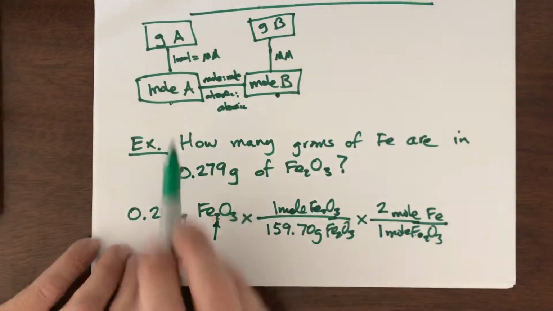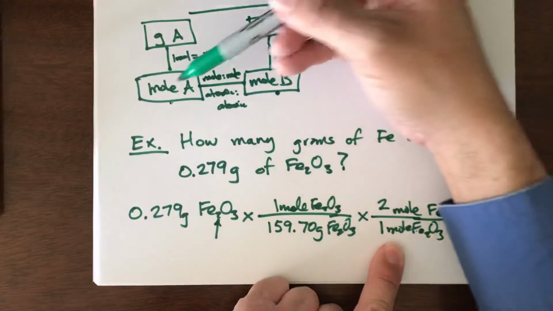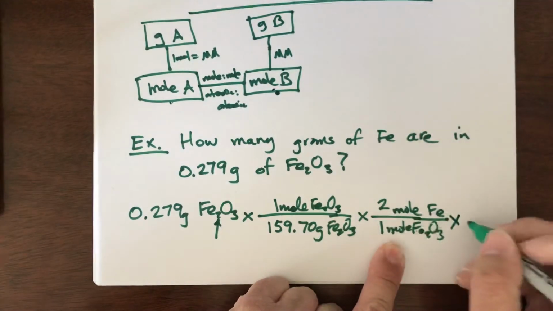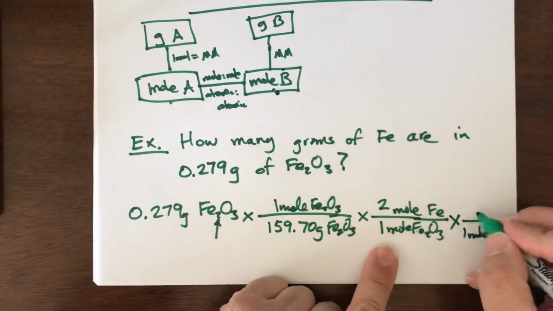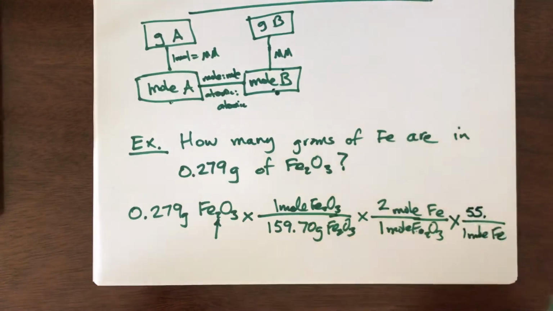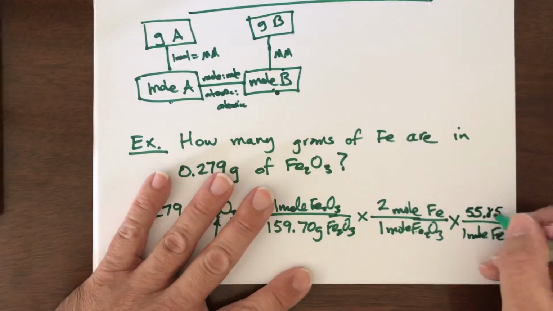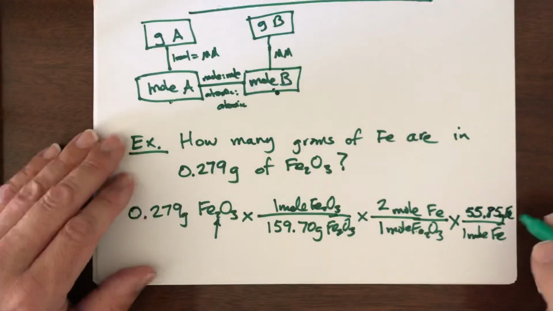All right, now going back to our map, we've gone from grams to moles. We've done our mole-to-mole ratio, and we're now in moles of iron. So now we need to do moles back to grams. And for every 1 mole of Fe, there are 55.85 grams of iron. Sorry, I don't have a periodic table handy, so I'm doing this from memory.